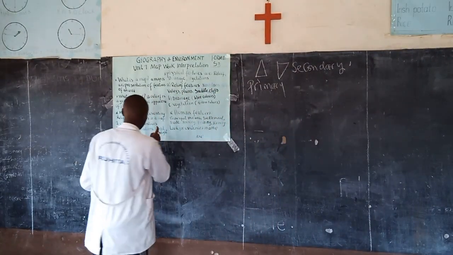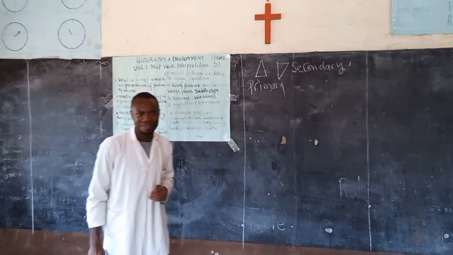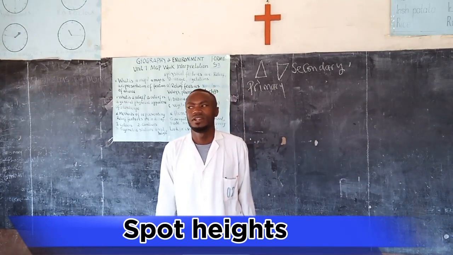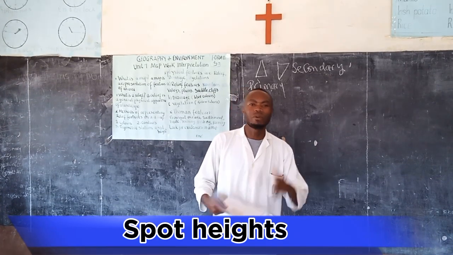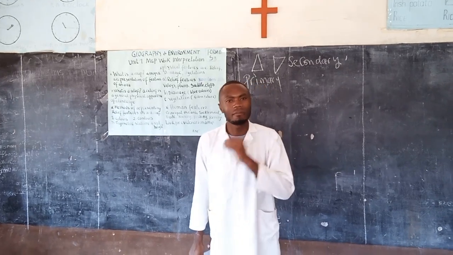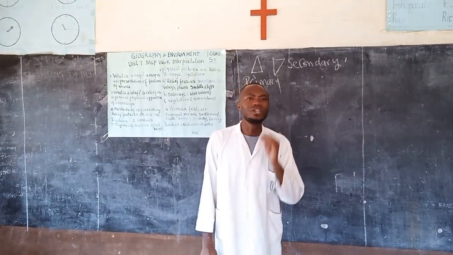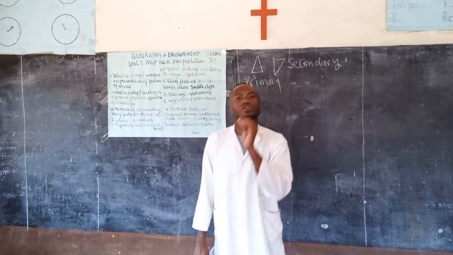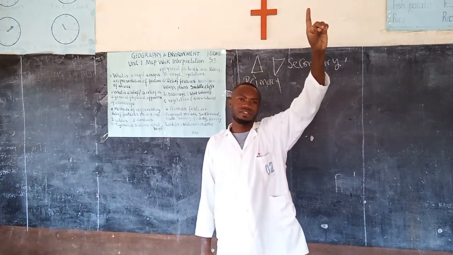Here we have another method which is called the spot height. What is a spot height on a map? A spot height, those are numbers. Those are numbers which present features from the lowest altitudes to the highest altitudes.